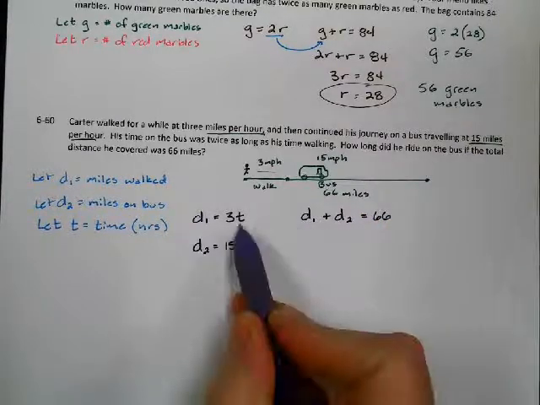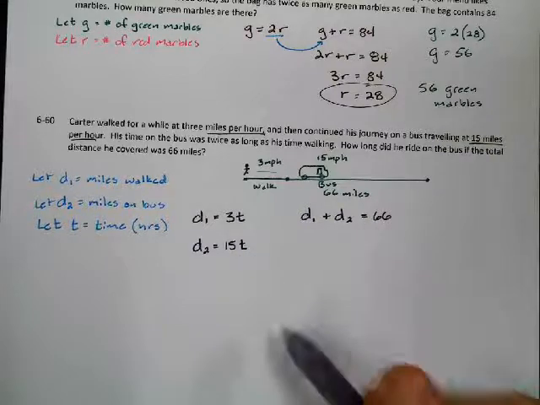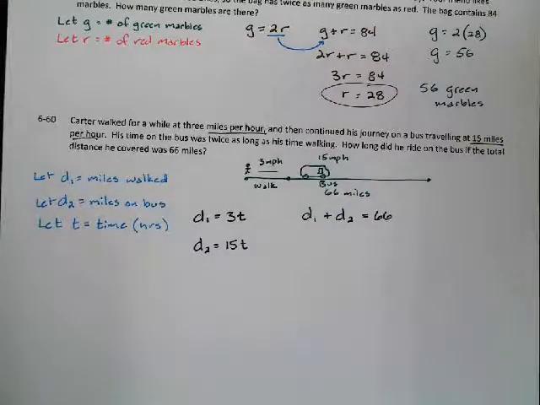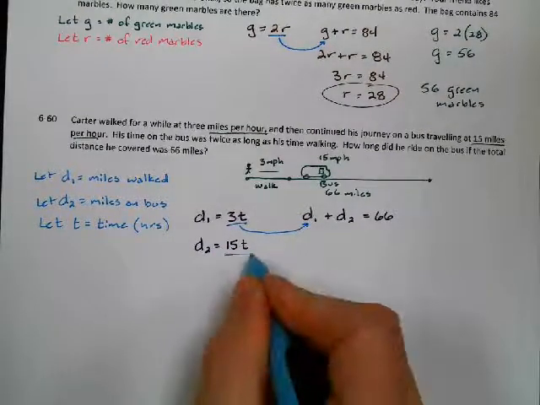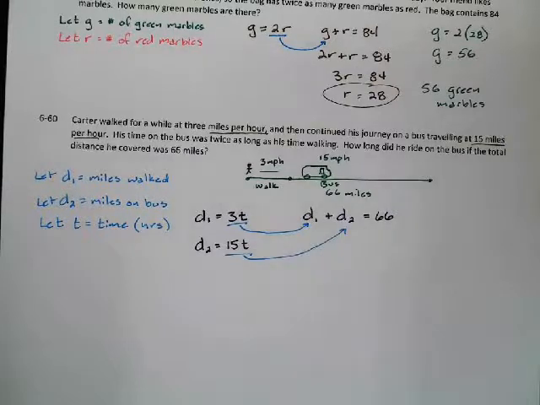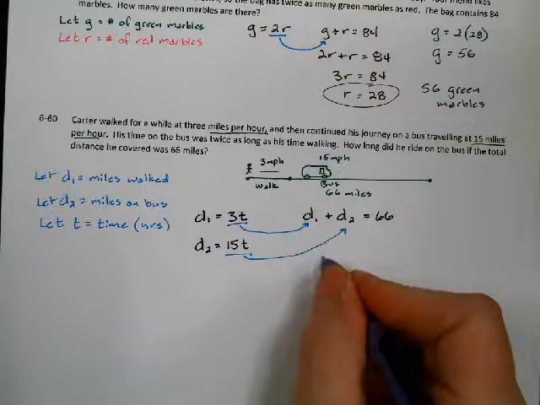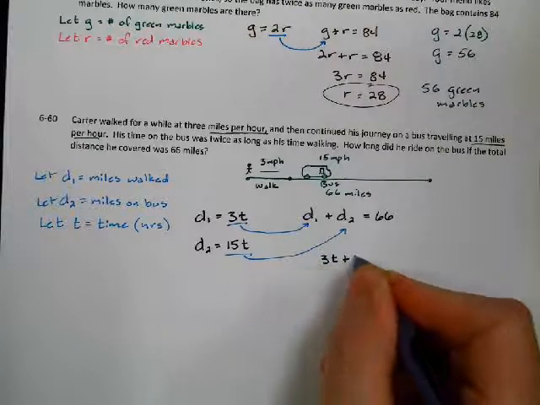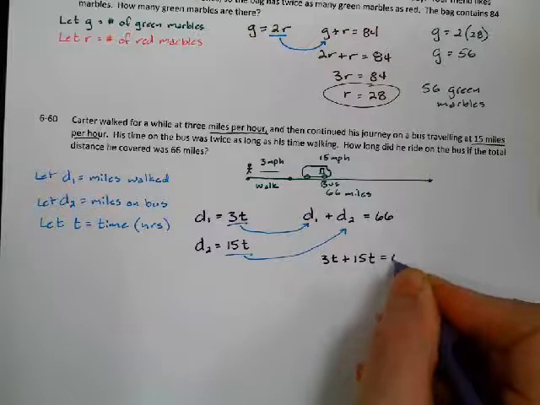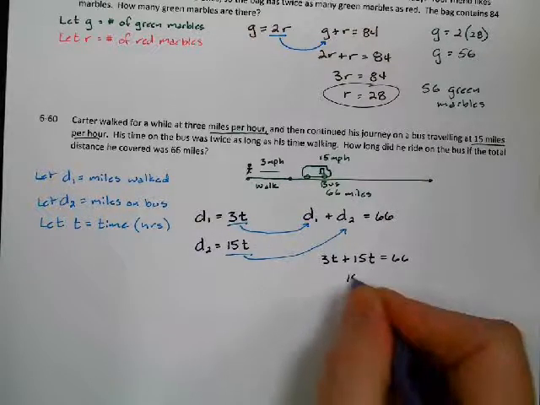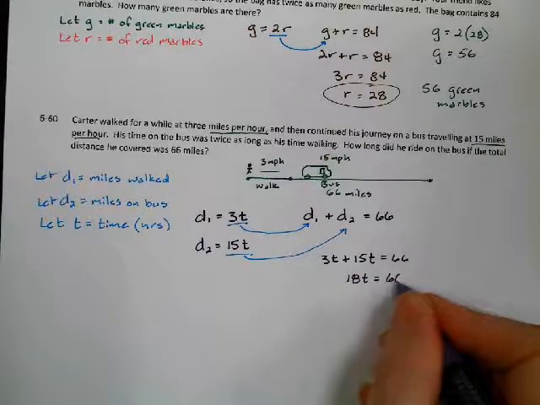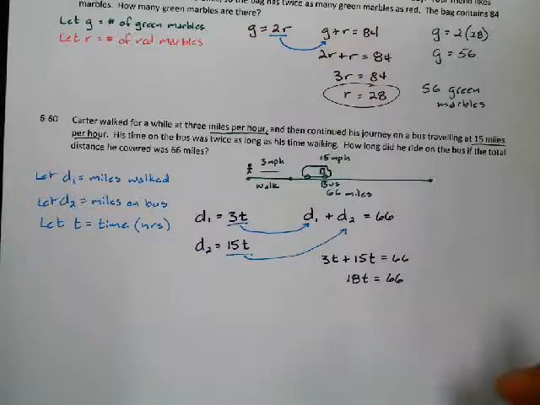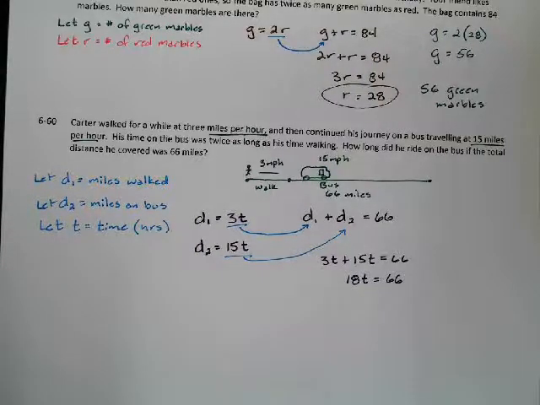And now I can substitute. Instead of d sub 1, I can plug in d1. Instead of d sub 2, I can plug in d2. Let's do that. I get the equation 3t plus 15t equals 66. So this gives me 18t equals 66. And then I'm going to divide by 18. So I'm going to do 66 divided by 18. 3.6 repeating. All right.